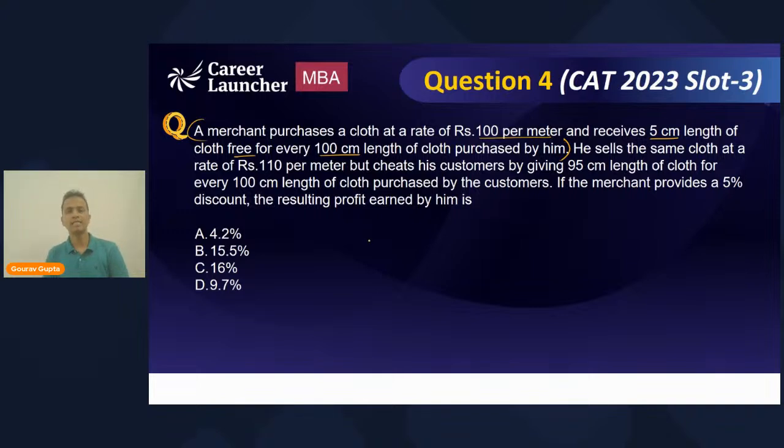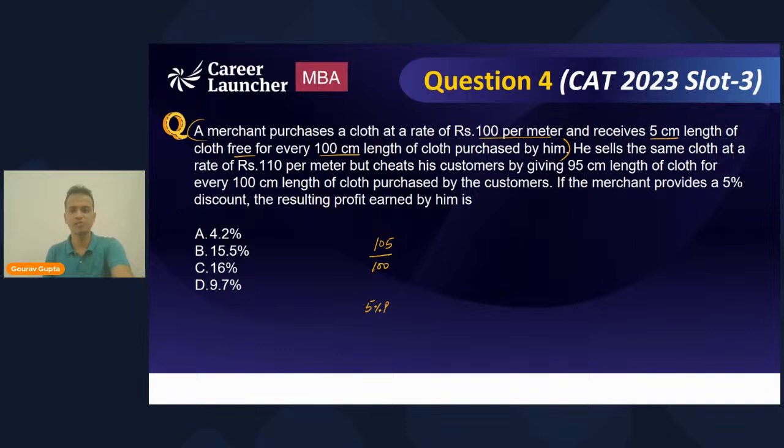So I can say that his net selling will be 105 upon 100. Or I can say that he will have a 5% profit from the first transaction. If he has 5% profit, then I can say that it will be 105 upon 100 in terms of fractions. Right? Are you clear with this first factor? Yes or no?